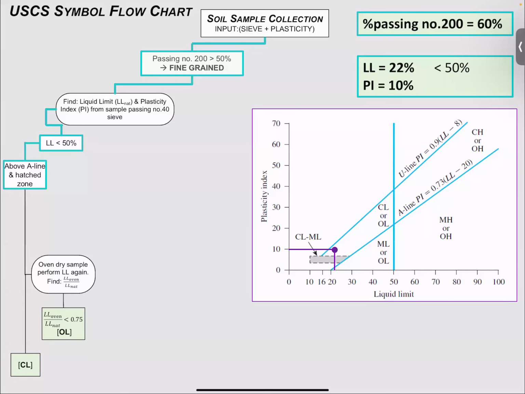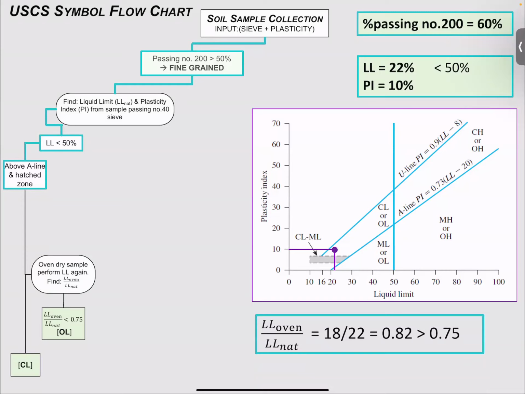So we know we're either going to be one of these two options because we're above this A line in the hatch zone. So we already did the analysis there, but we had 0.82, and since that's greater than 0.75, that means our soil is a CL. So C meaning what? It's a clay.